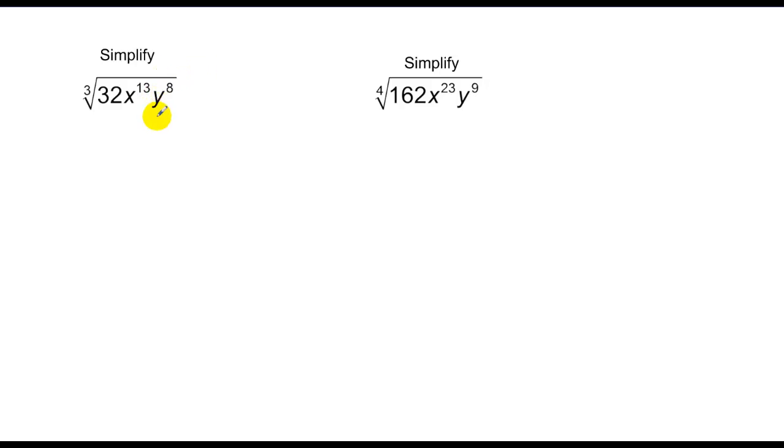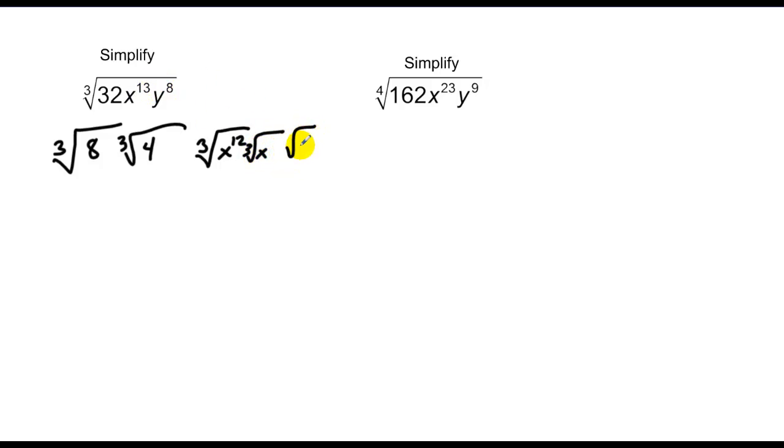So let's do a couple more, except in this case we're also going to add in our variable terms. Biggest perfect cube in 32 is an 8. And then I have the cube root of 4 left. What multiplied by itself 3 times goes into x to the 13th as far as variables go? Well, I know a perfect cube in that would be x to the 12th. That leaves me with the cube root of x left. And then a perfect cube in y to the 8th is y to the 6th, and that leaves me with y squared.